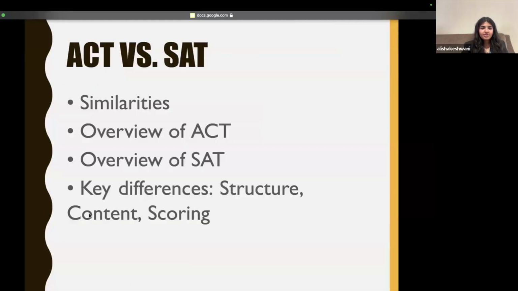Okay, so those are some really quick questions for both the ACT and the SAT. And now I'll be going more into the actual structure of the exams, but I thought that would be kind of an interactive thing to include before we get started.